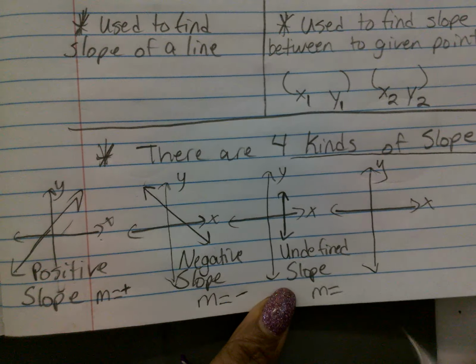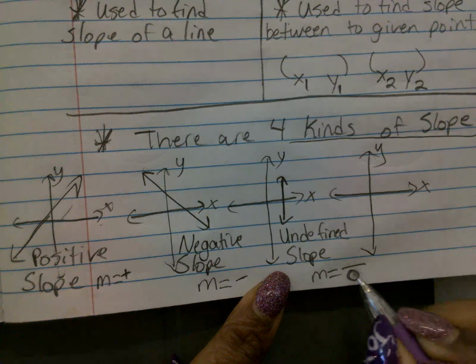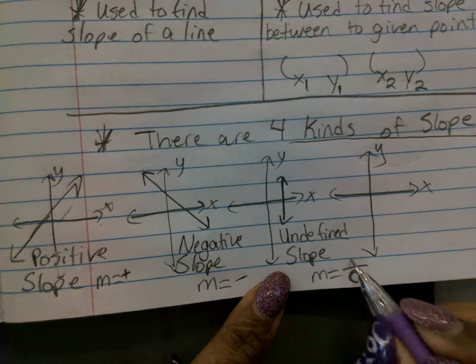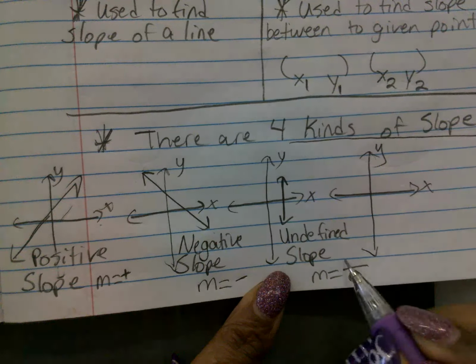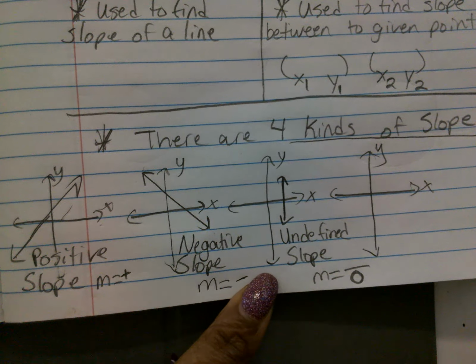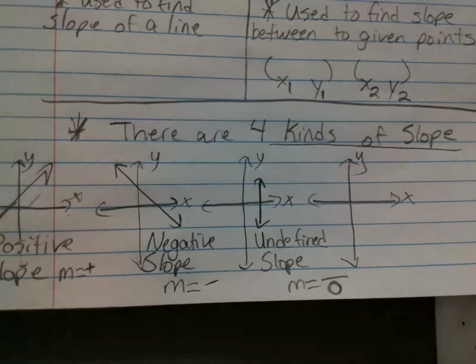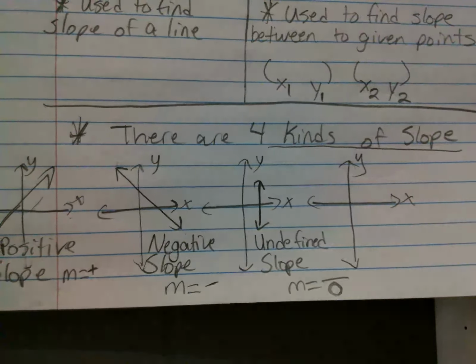That means your slope is going to have 0 as the denominator. Okay? It's going to be some number on top, 5, 6, -3, and so on, but it's going to have 0 on the bottom as the denominator. This is undefined slope.